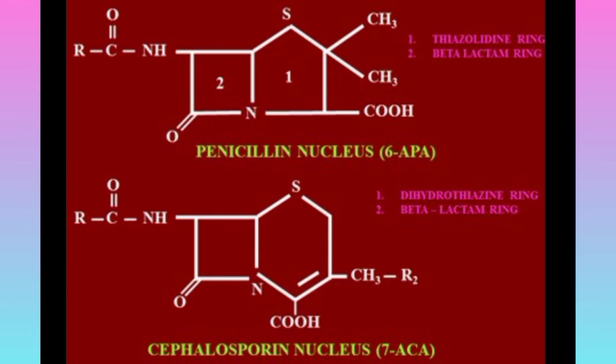When we look at the penicillins, they have a nucleus which is composed of 6-aminopenicillanic acid and a thiazolidine ring attached on a beta-lactam. Then the cephalosporins have a nucleus which comprises 7-aminocephalosporanic acid and a dihydrothiazine ring attached on a beta-lactam ring. So that's where the difference comes from.